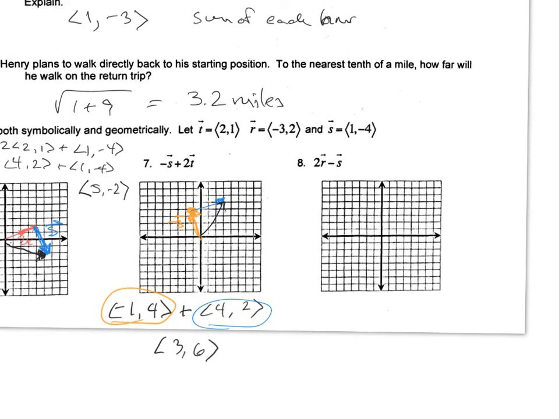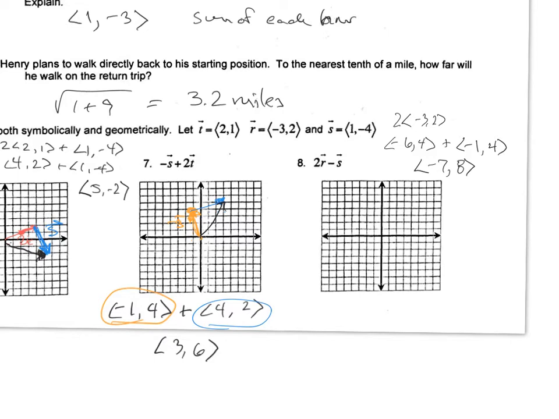Now when you subtract, subtracting is really adding the opposite or doing the additive inverse. So for 2r, we have 2 times <-3, 2>. So that would be <-6, 4>. And to that, we are going to add the opposite of s. So we're going to add <-1, 4>. That's how we're going to graph it as well. So the answer for the symbolic or the algebra would be <-7, 8>. So it kind of gives you an idea as to where you should end up.